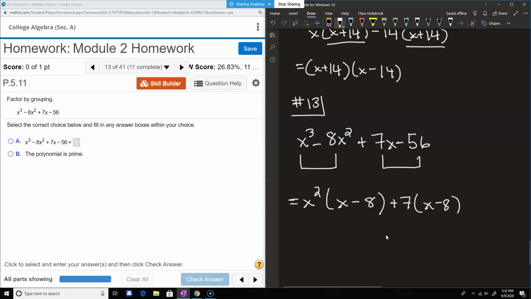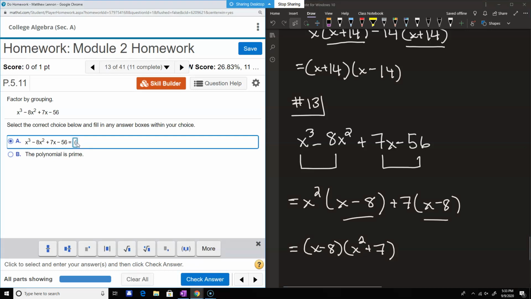Now, though, if you look, we have the same thing that we did in number 12. We have the common expression x minus 8, and we'll be able to factor that as well. So if you take out an x minus 8, the first x minus 8 is being multiplied by an x squared, so we can put that in a set of parentheses. And the second x minus 8 is being multiplied by a positive 7. So we can write a plus 7 there. And that is the full factorization of number 13. So we've got x minus 8 times x squared plus 7.